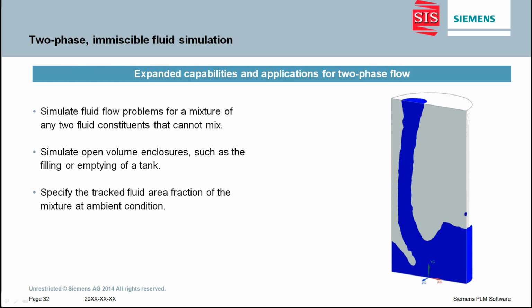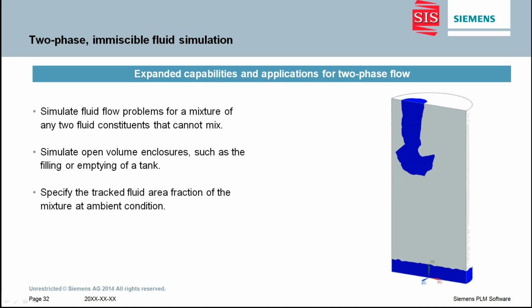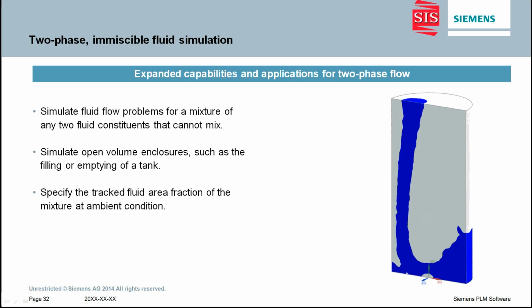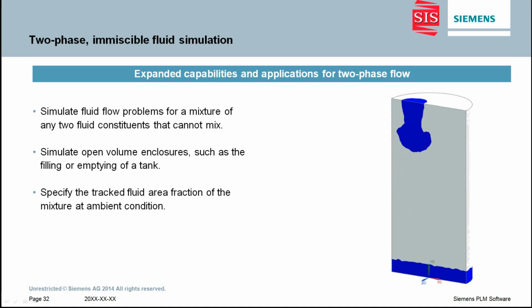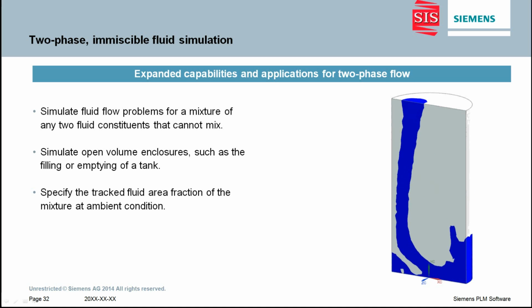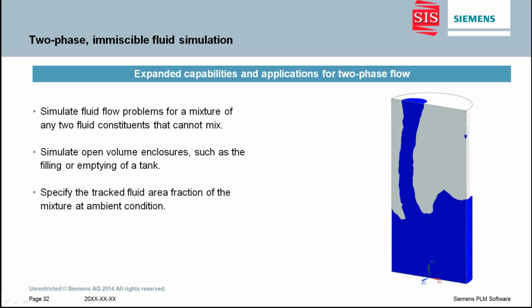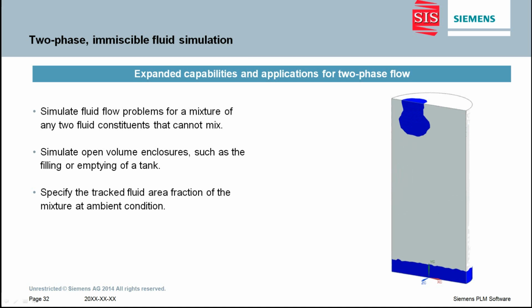With the NX10 release, enhancements to the two-phase immiscible fluid simulation capabilities expand the types of applications you can evaluate. You can now simulate fluid flow problems for a mixture of any two immiscible fluid constituents, meaning you can specify two liquids or gases as long as the two fluids are immiscible. Additionally, you can simulate open volume enclosures, such as the filling or emptying of a tank, by specifying the tracked fluid area fraction of the mixture at the ambient condition.